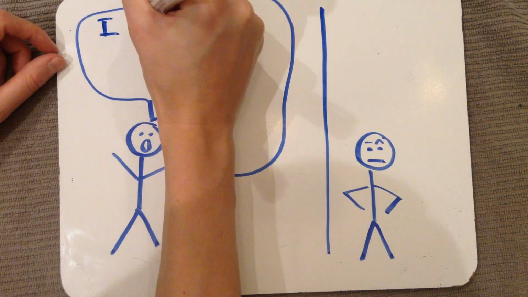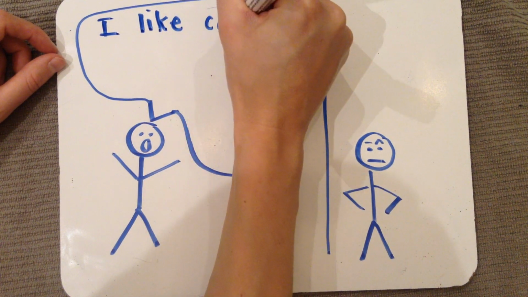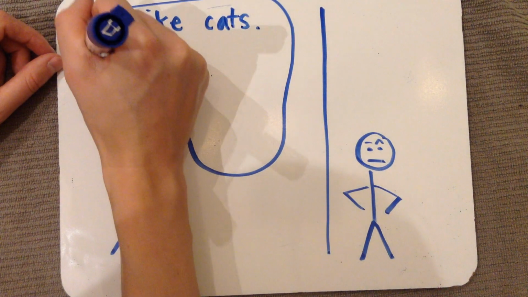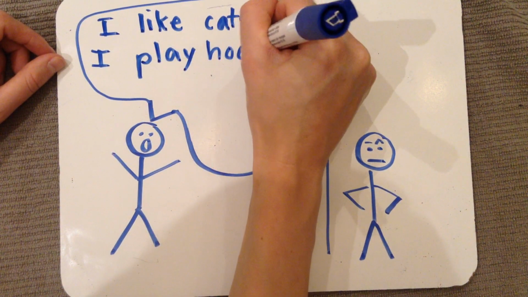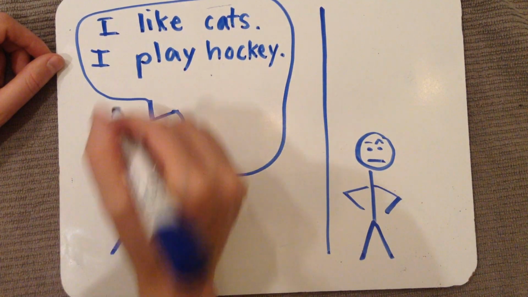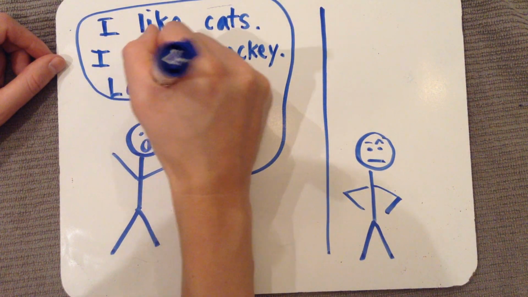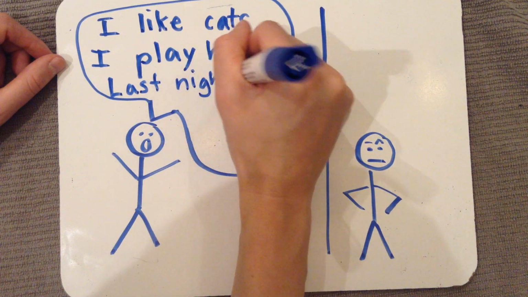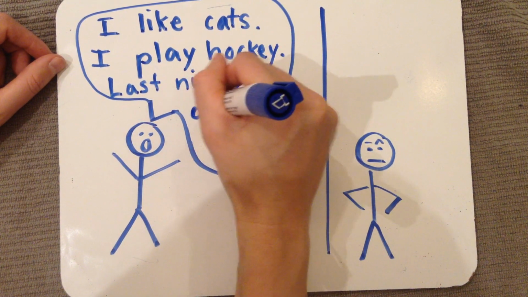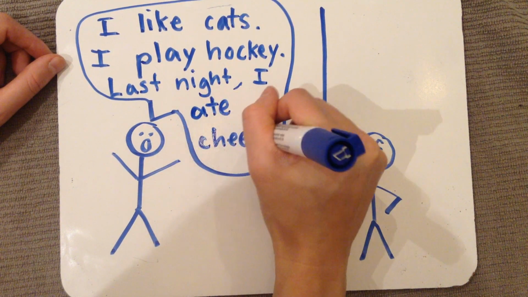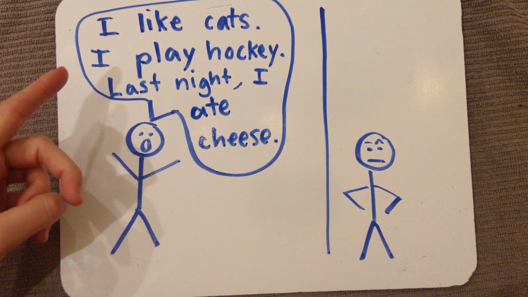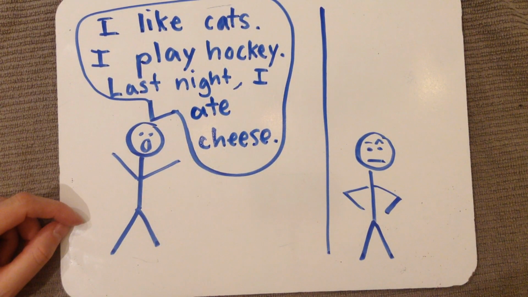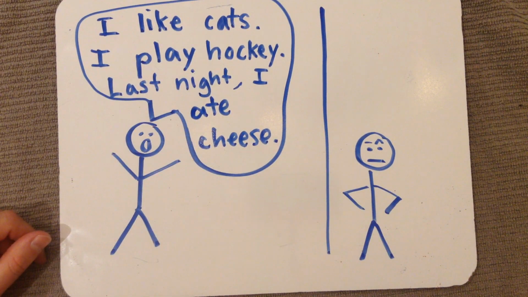I like cats. I play hockey. Last night, I ate cheese. Bob has made 3 different statements. First he said, I like cats. And then he said, I play hockey. And finally he said, last night I ate cheese.